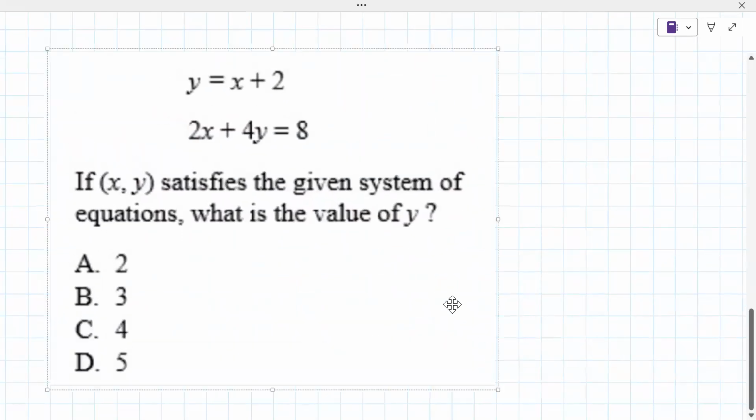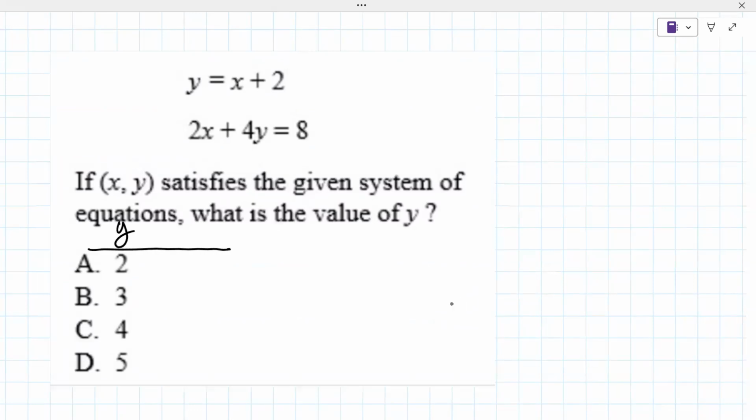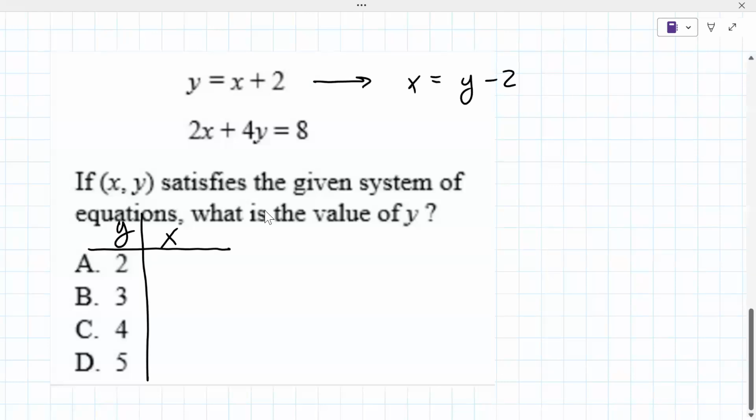All right. If xy satisfies the given system of equations, what is the value of y? So this time they're giving you the values of y. You need to find x. Now it's telling you in the first equation that y is x plus 2. So to get x, you might have to rewrite this equation. X is really y minus 2. You take each of the y values and subtract 2. So we got 0, 1, 2, and 3.